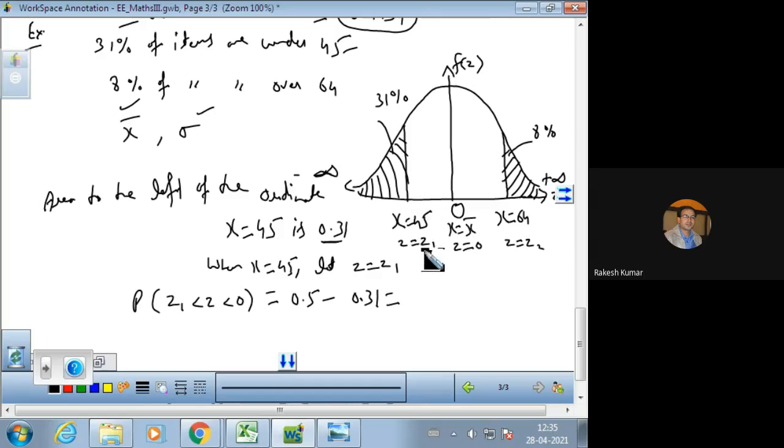This is the point Z1. So Z1 से लेकर 0 तक this position. So Z1 to 0, we want to compute this blank area, this one. The area marked as number 1.